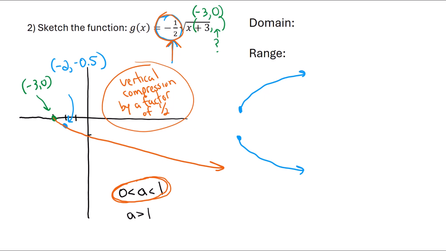But if you have a value that is greater than 1, like the previous example, if a is greater than 1, it's going to be a vertical stretch. Okay, now we could get the domain and range.